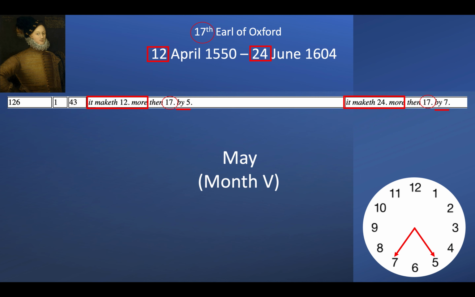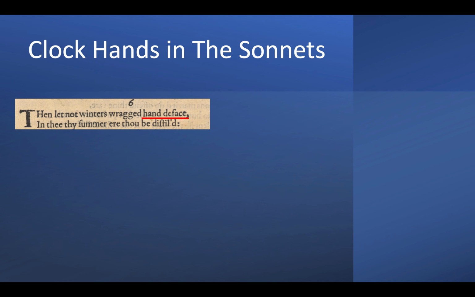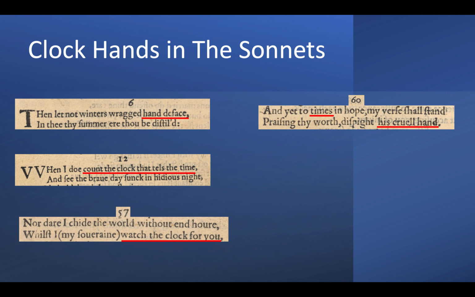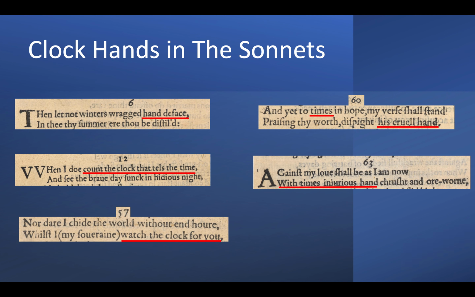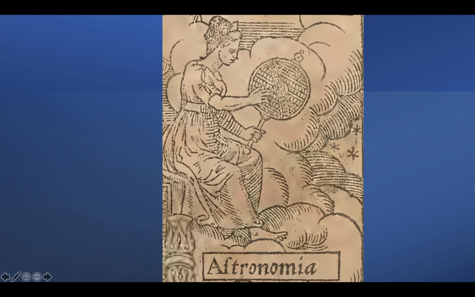A V there, okay. If we just have a quick look at clock hands in sonnets, just so you don't think I'm going off on one. "Then let not winter's ragged hand deface." "Count the clock that tells the time." "Watch the clock for you." "Time's cruel hand with time's injurious hand." "Time's fell hand defaced." You've got quite a lot of quite important numbers as well for this. But we've got quite a lot of references to hands.